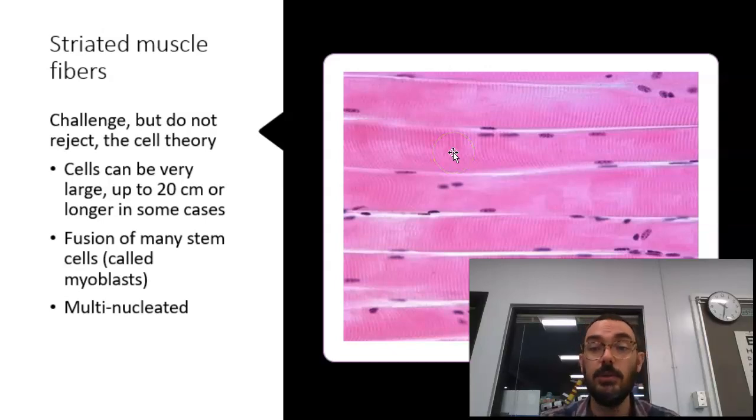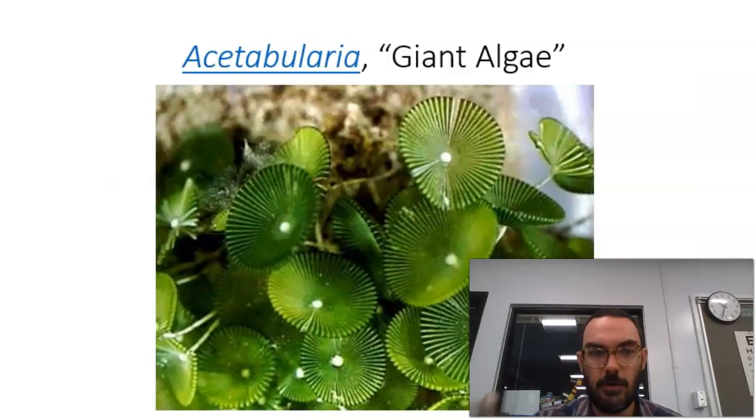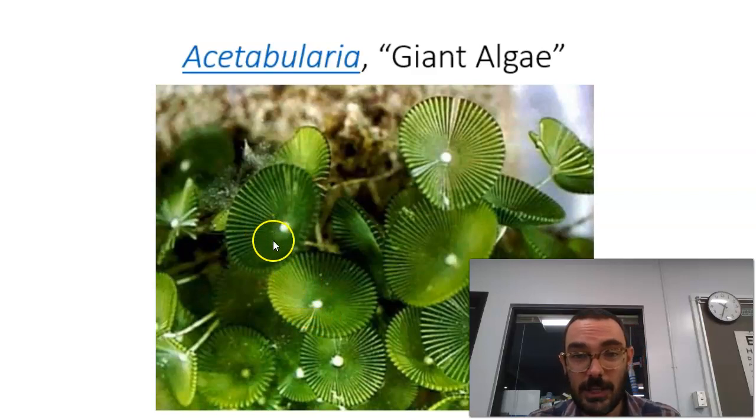Now IB wants you to look at 3 different examples. These striated muscle fibers are the first, and now let's move on to the second, and this is referred to as sometimes just giant algae. Here's our photo of the giant algae. The scientific genus is Acetabularia. Now these guys are, again, strange because they are huge, and if you look at them, you wouldn't think that this is just one cell. This is actually a single-celled organism.